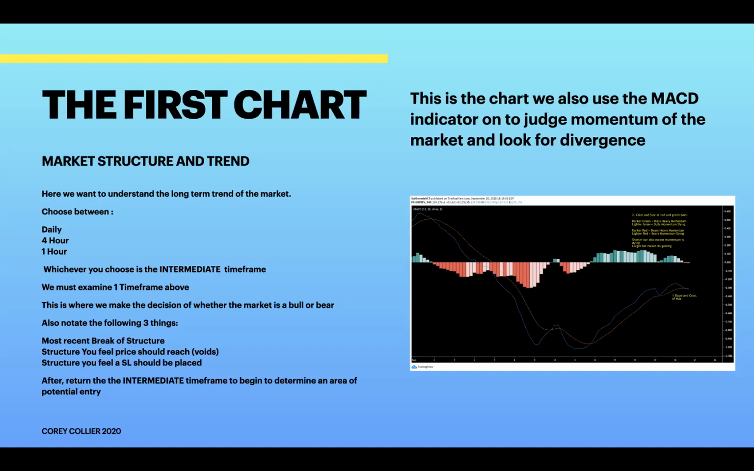We also notate the following three things on our intermediate time frame. We want to notate their most recent break of structure using the horizontal ray tool. We want to find structure where we feel price should reach, or quote unquote some voids, right? Maybe, and we'll delineate that with another horizontal ray. And then we have to find structure that we feel the stop loss should be placed, or structure where if price breaks through, it could potentially continue in that direction, right?